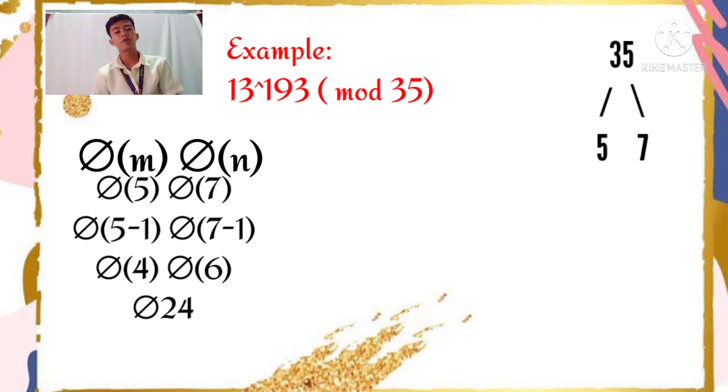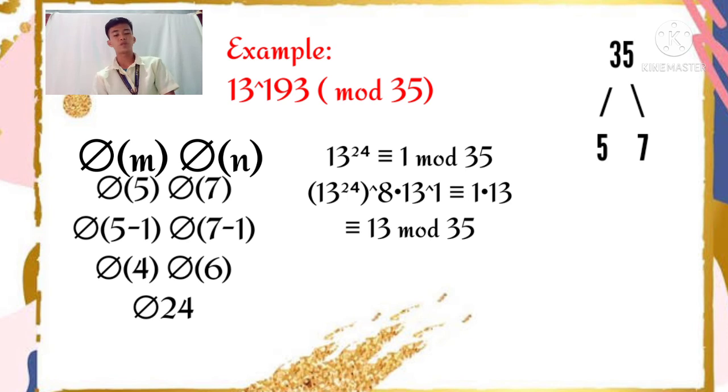φ(5) multiplied by φ(7). After that, we need to apply rule number 1 to solve easily. So φ(5) is 5 minus 1, multiplied by φ(7) which is 7 minus 1, equal to 4 and 6. The answer will become φ(35) = 24. Let's use it. 13 raised to the 24 power is congruent to 1 mod 35.